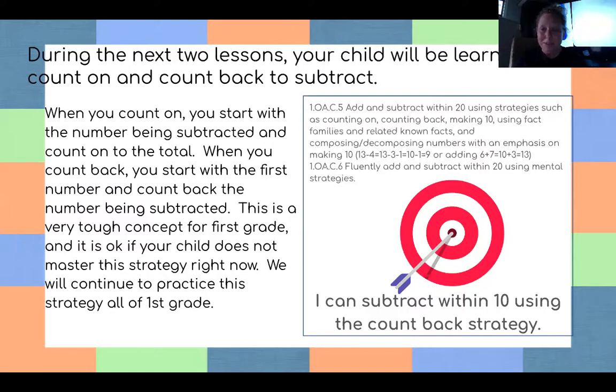So let's read our clear learning target. I can subtract within 10 using the count back strategy. Read it with me, please. I can subtract within 10 using the count back strategy.